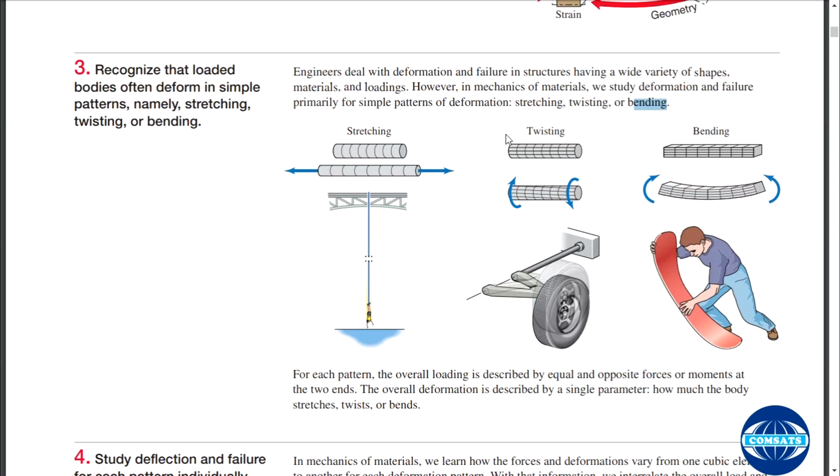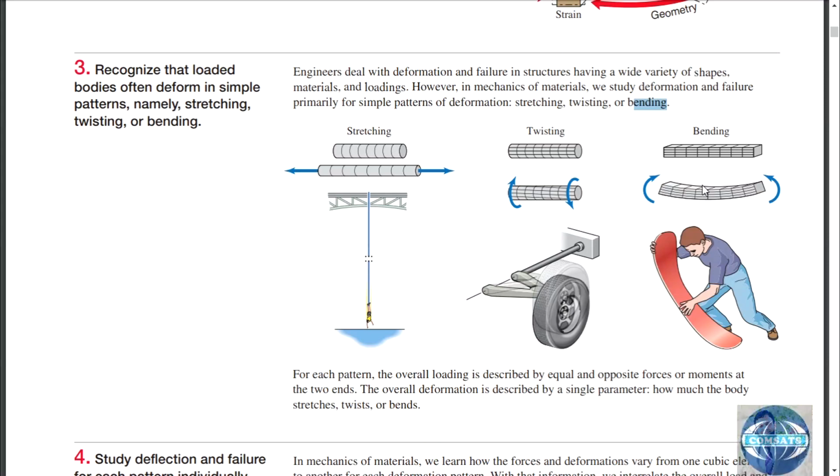Twisting, you can see that this is your vehicle wheel, and there is twisting, and there is bending. You can see that for each pattern the overall loading is described by equal and opposite forces, so that's equilibrium. The overall deformation is described by a single parameter: how much the body stretches, twists and bends. So this is the deformation. Stretching is deformation, twisting is deformation, and bending is deformation.